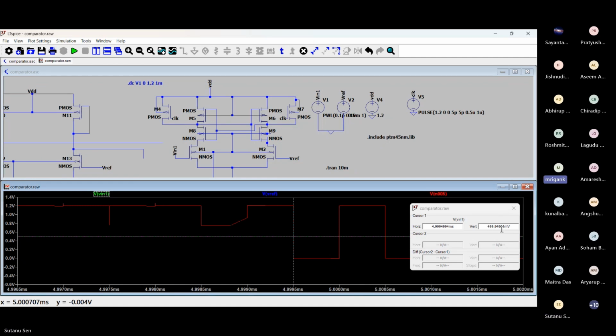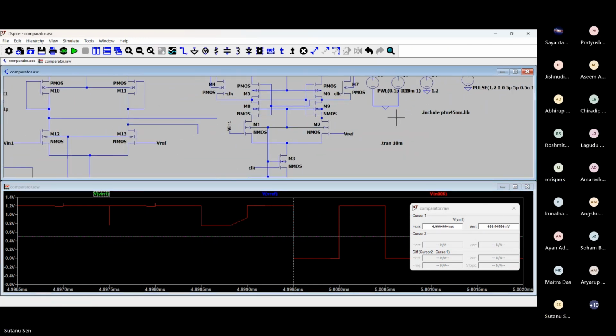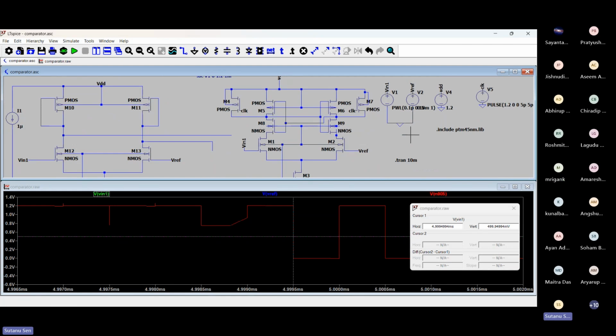499.94, 99.9. So that's 0.05 millivolt. So this is 0.05 millivolt. Now you can check what happens if you don't have preamplifiers. Right now it is with preamplifier; now, without preamplifier. So without preamplification, it's in normal.